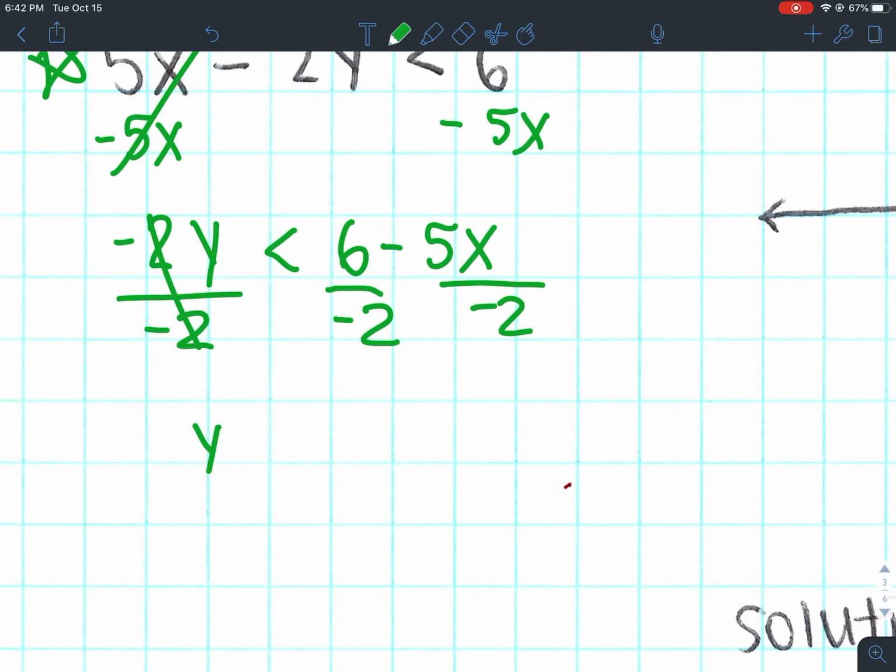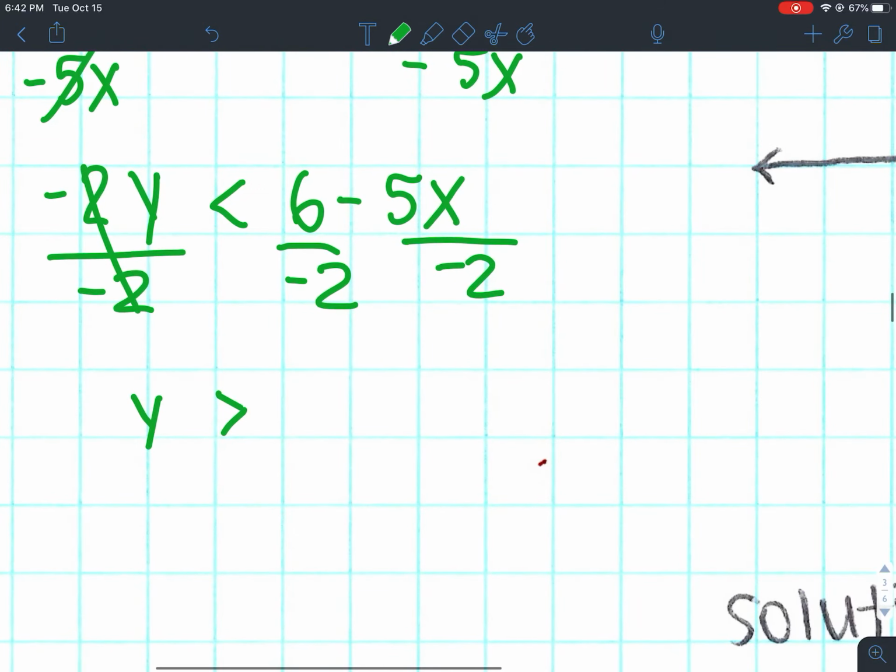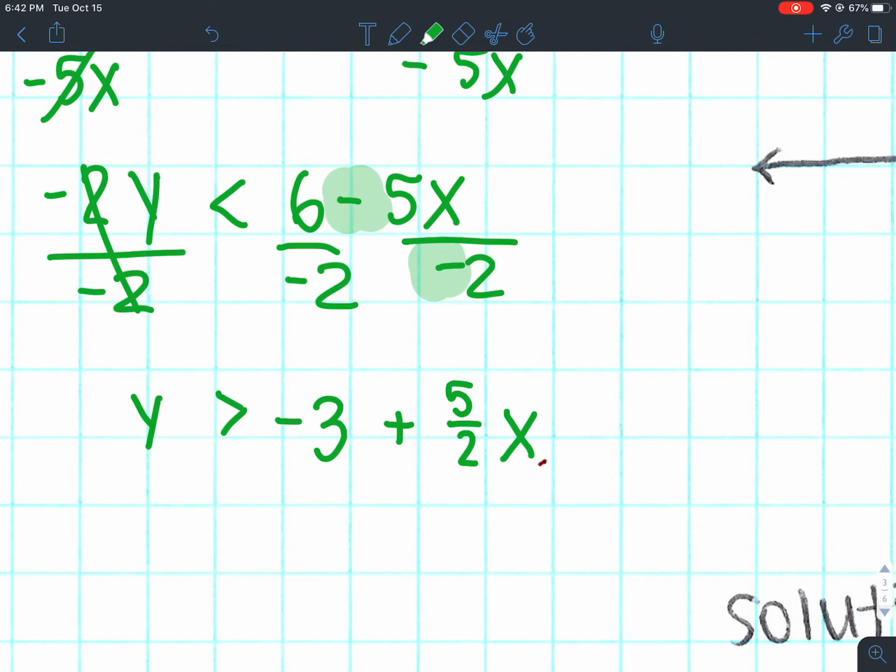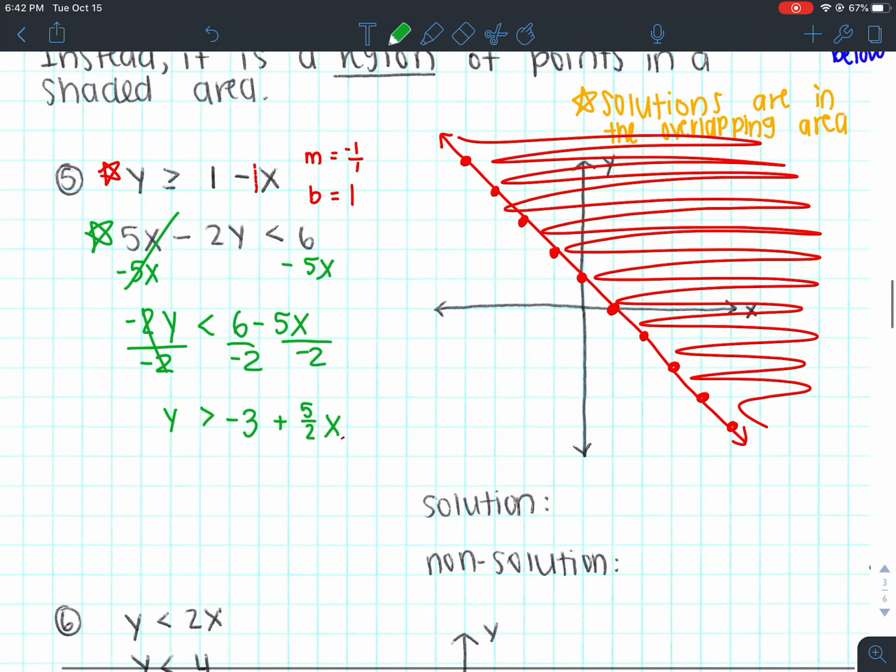Negative 2 divided by negative 2 is 1, so it's just y. Now, I divided by a negative, which means my inequality sign is going to flip the other way. So I'm going to have a greater than now. 6 divided by negative 2 is negative 3. And then negative 5 divided by negative 2 is positive 5 over 2. So the two most common mistakes are, 1, forgetting to flip the inequality sign when we divide by a negative, and 2, right here, a negative divided by a negative is a positive.